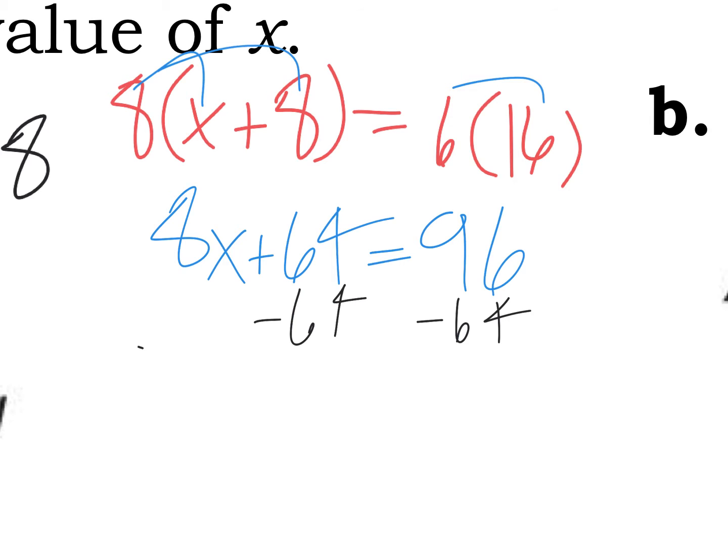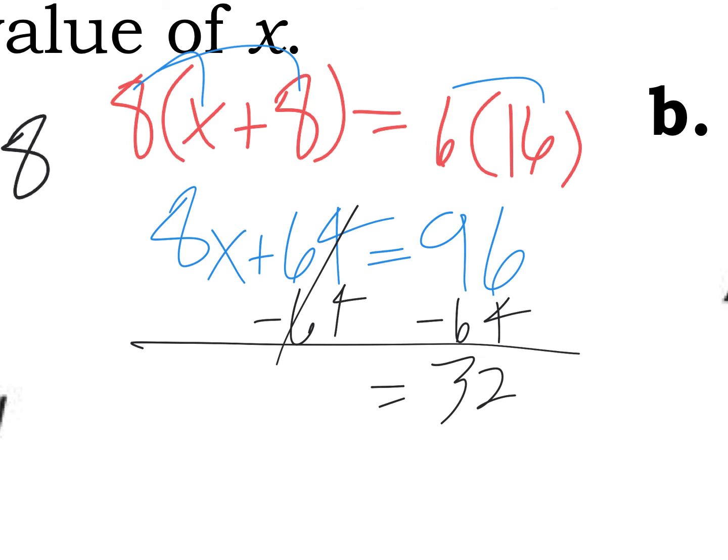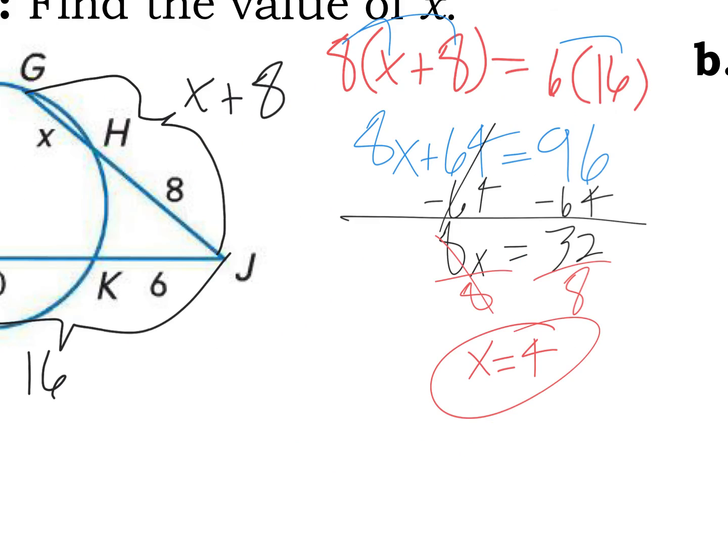And 96 minus 64 is going to give me 32. And so I'll bring down that 8x. And so I'll divide both sides by 8. And 32 divided by 8 is 4. So with x being 4, then you can say that, hey, if I ask how long GJ is, you would just say it's 12 because 4 plus 8 is 12.